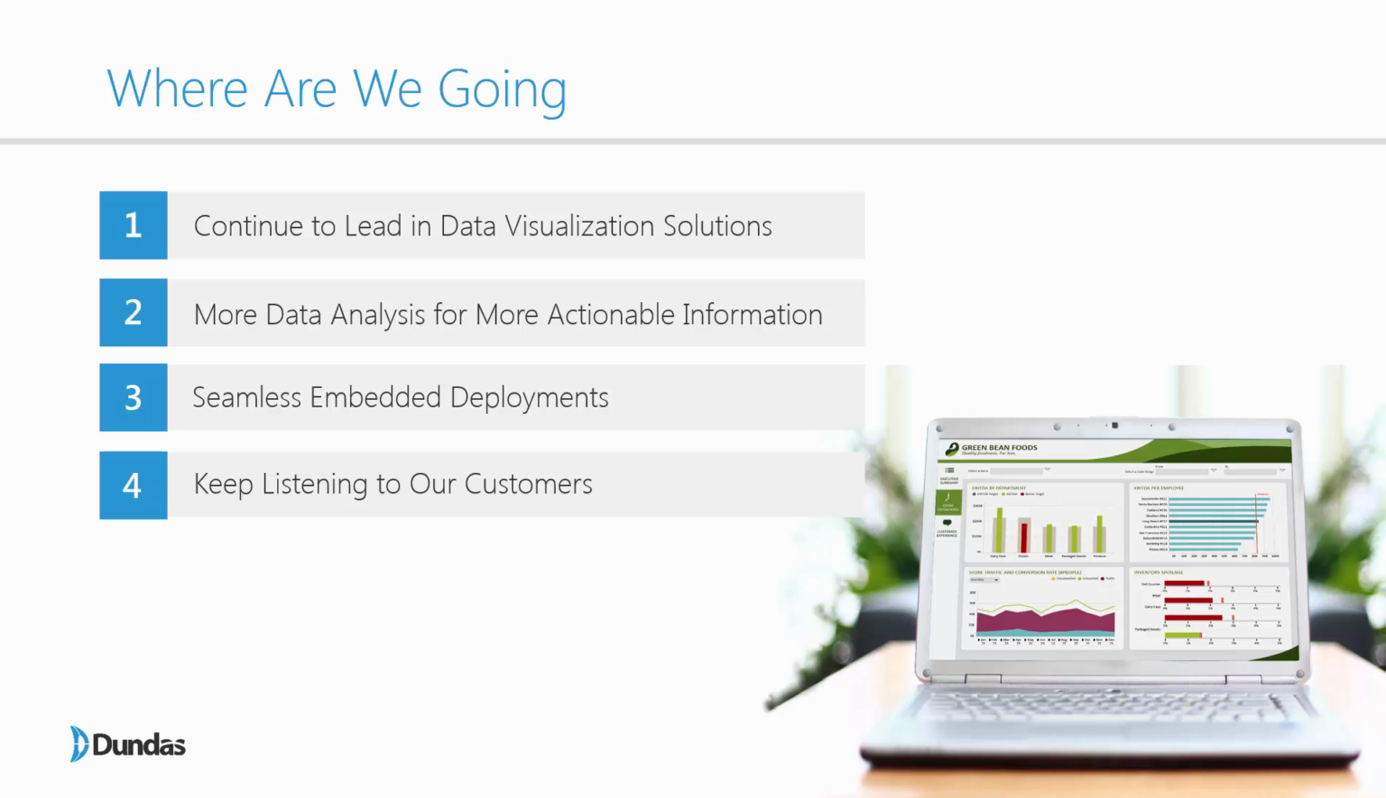Turning data into actionable information means providing more data analysis features. The goal of business intelligence is to improve corporate performance. So the more options to better manipulate and prepare the data, the better. We're also going to continue to improve our story around embedded BI, giving users more seamless access to the numbers that matter. And most importantly, we'll keep on listening to our customers.